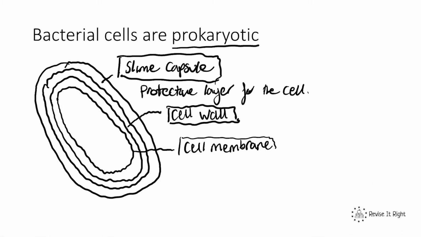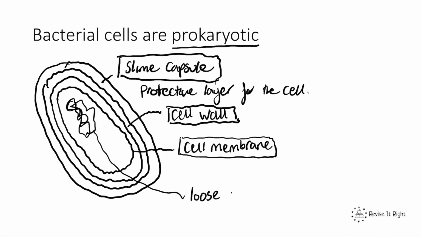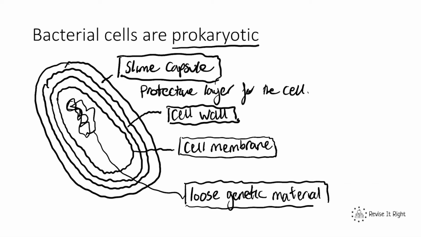Now the cell membrane can control what can enter and leave the cell. Now in a bacterial cell, they do not contain a nucleus, so their genetic material is loose within the cell. So we call this loose genetic material. Now because it's genetic material, it controls the cell. It controls the activities of the cell.